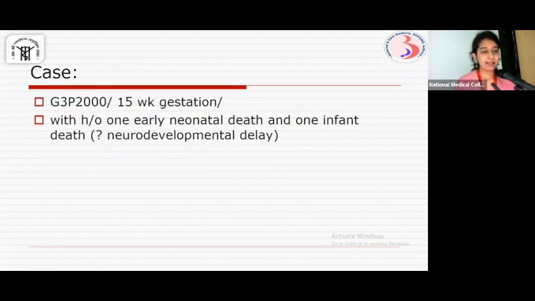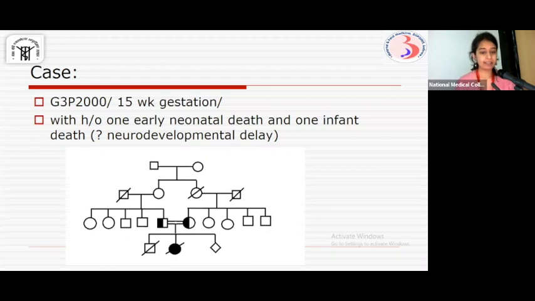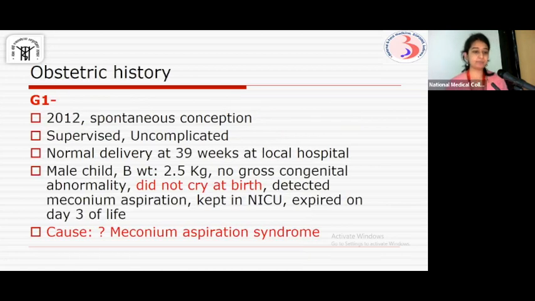Her obstetric diagnosis was gravidity type 2 with non-neonatal issues at 15 weeks, with history of early neonatal death and then infant death with query of neurodevelopmental delay. This is a pedigree. It is a consanguineous marriage, and she had two deaths previously, one neonatal and one infant death, and she has 15 weeks of current pregnancy.